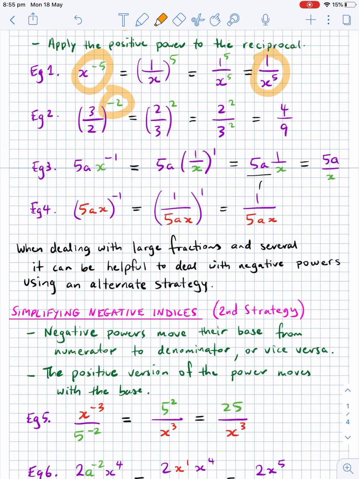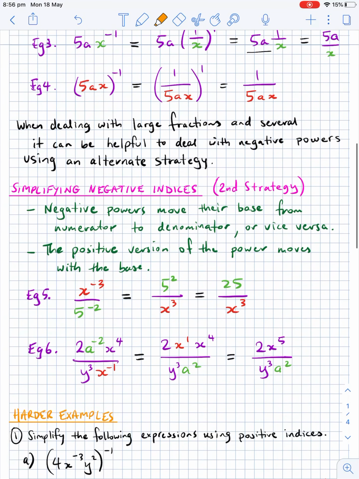Let's try another one. So this is 5ax, which is all powered to the negative 1. That means we need to take the reciprocal of all of this, meaning that it goes from 5ax over 1 to 1 over 5ax, and that power of negative 1 turns to its positive version, and anything to the power of 1 does not change. That's our final answer. So notice that this negative power literally moved all of this down to the denominator.